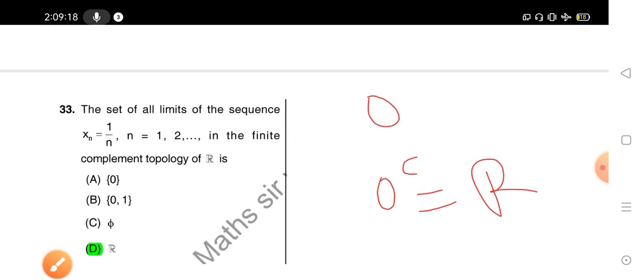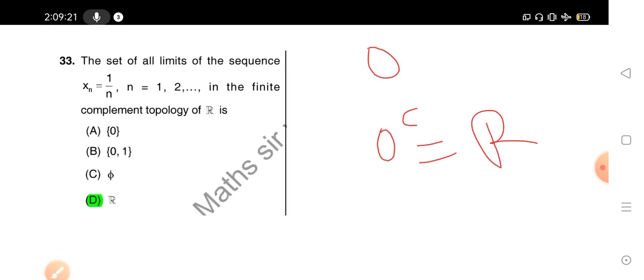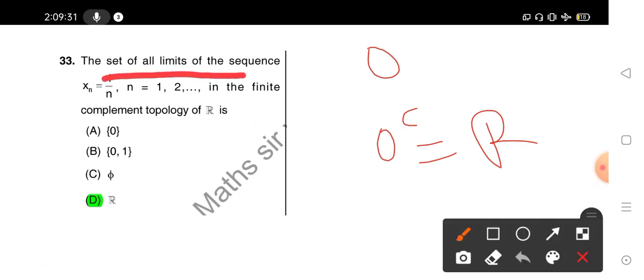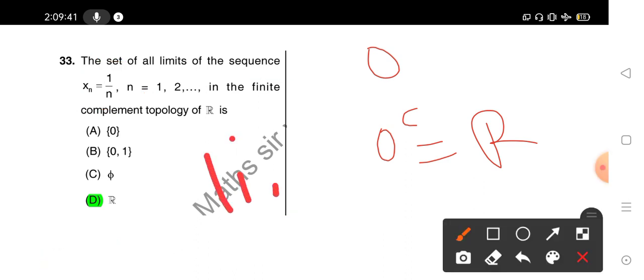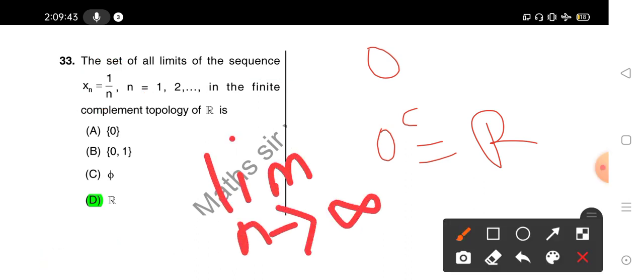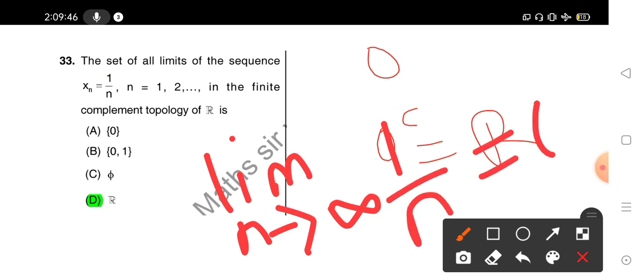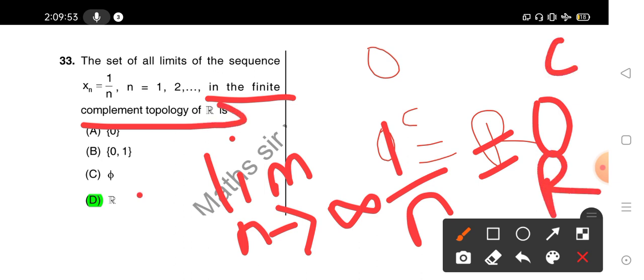Next question. The set of all limits of the sequence xn equal to 1 upon n, n equal to 1 to infinity, in the finite complement topology on R. Here, limit as n tending to infinity of 1 upon n equal to 0, and here they ask the finite complement topology on R, and the complement of {0} equal to R, so option D is correct.